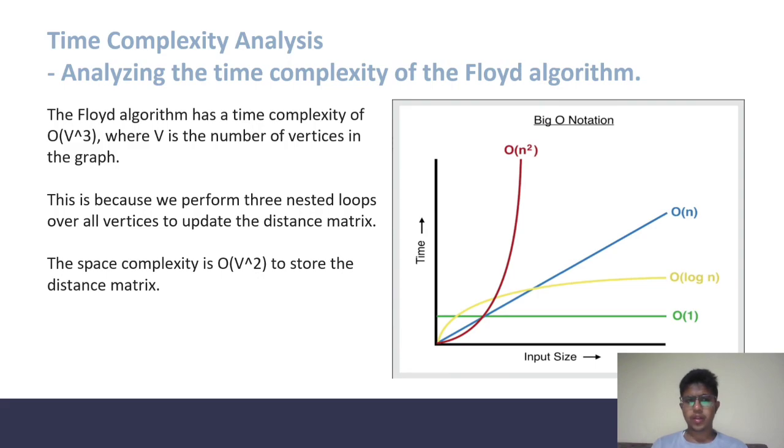It has a time complexity of V cubed, where V is the number of vertices in the graph. This is because we perform nested loops over all vertices to update the distance matrix. Space complexity is O(V squared) to store the distance matrix.